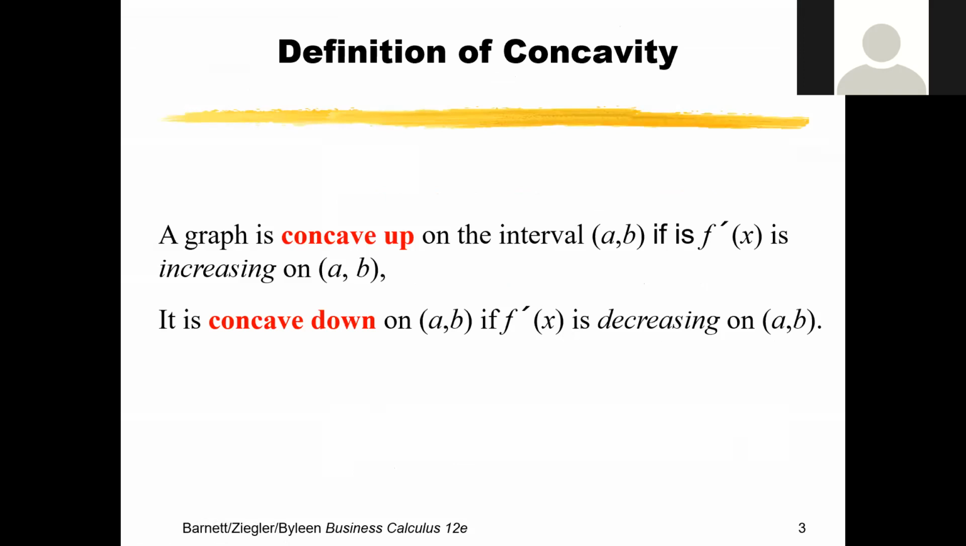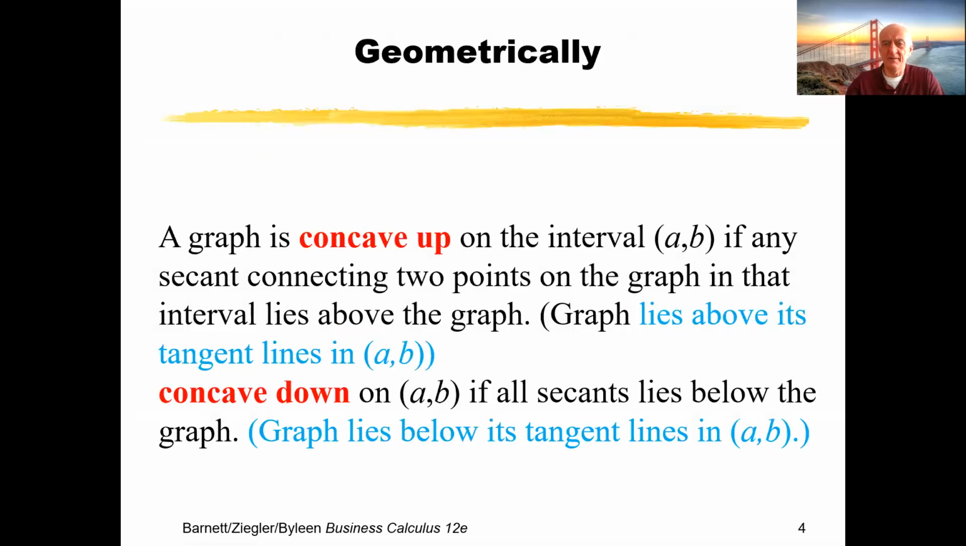When the graph is concave up and when the graph is concave down. The graph is concave up when the second derivative is positive. And the graph is concave down when the second derivative is negative. Now, first of all, let's define what is concave up and what is concave down.